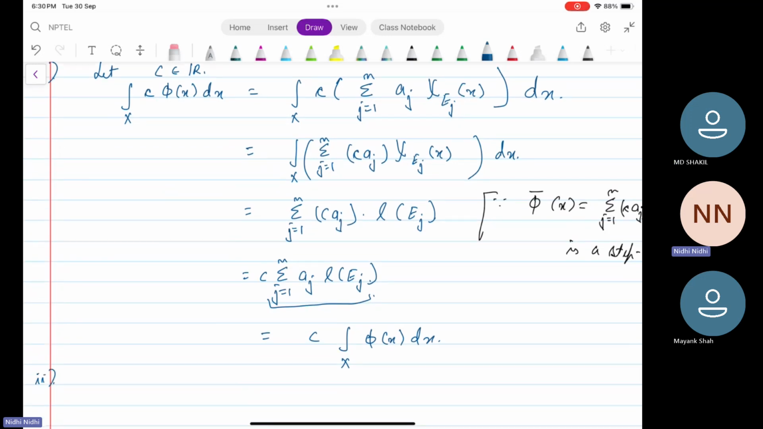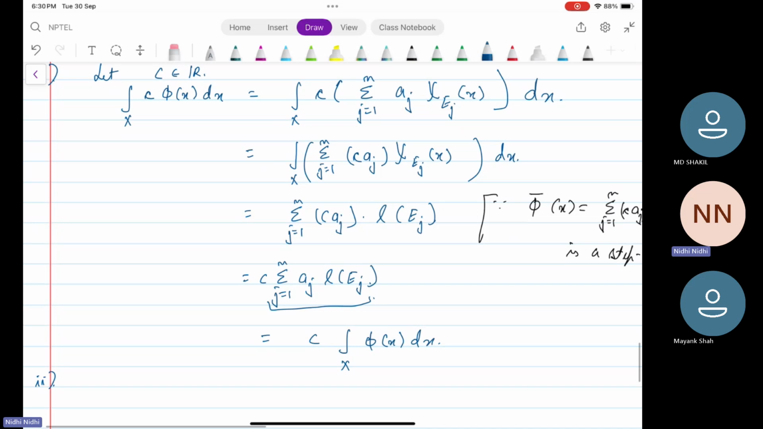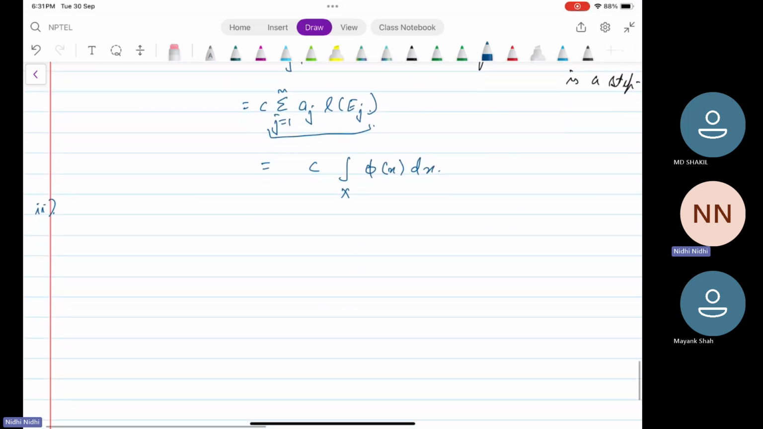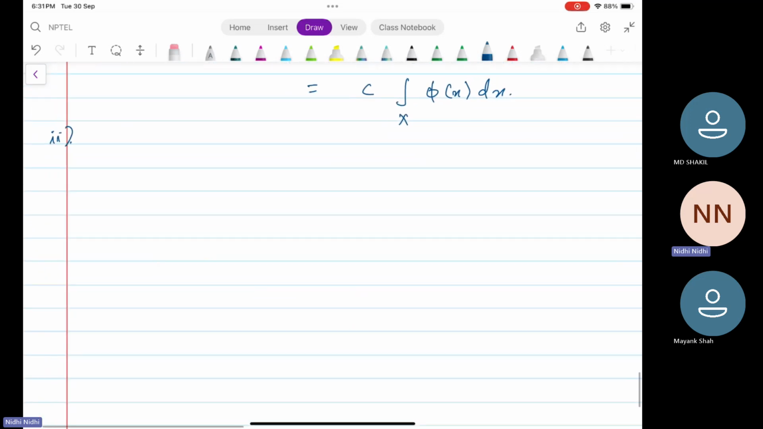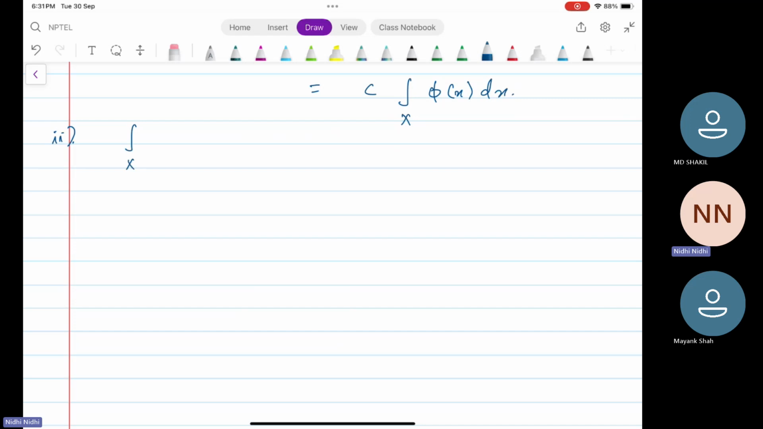Yes, ma'am. Okay. Next, we need to show that the integral of the sum is the sum of the integrals. So this is the integral of phi plus xi, x dx.